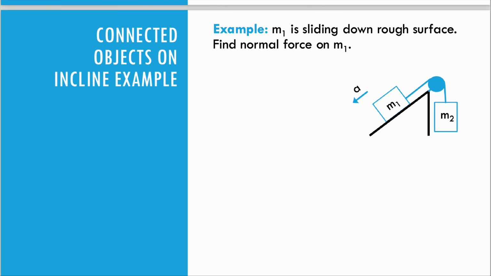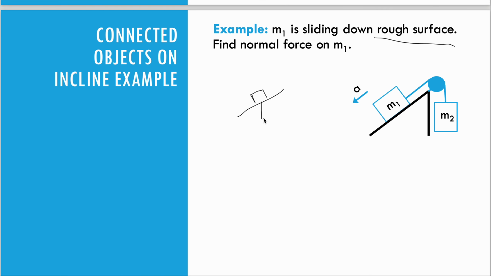Let's look at one final example that puts all of this together. We have two objects connected on an incline, and there is friction on the incline because we have a rough surface. We're looking for the normal force on M1. First thing you want to do is draw the free body diagram.